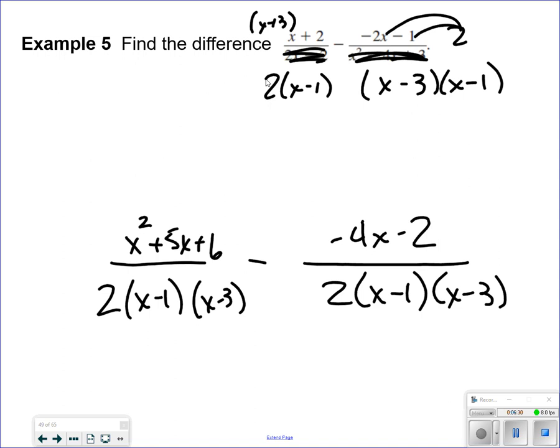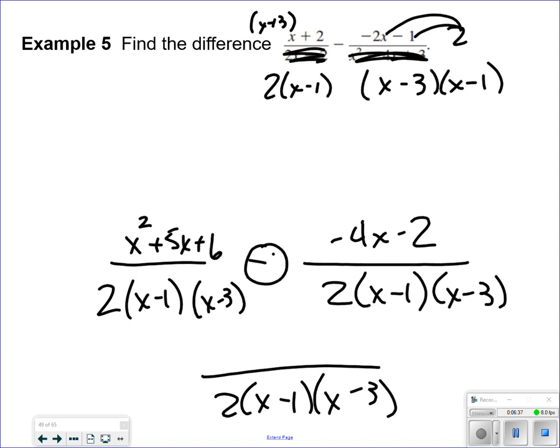Now, this will be a huge mistake that many of you will make when this question is on your test. It's a subtraction sign. So I need to make sure that I subtract both of those. So I have x squared. I have a plus 5x minus a negative 4x, which makes a positive 9x. And then I have a 6 minus a negative 2, which makes a plus 8.